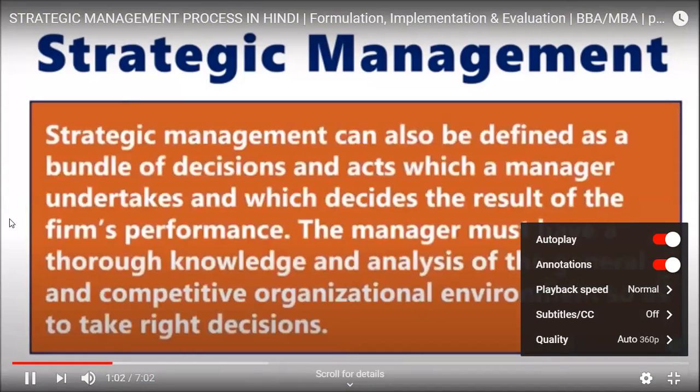Strategic management can also be defined as a bundle of decisions and acts which a manager undertakes and which decides the result of the firm's performance. The manager must have a thorough knowledge and analysis of the general and competitive organizational environment so as to take the right decision.